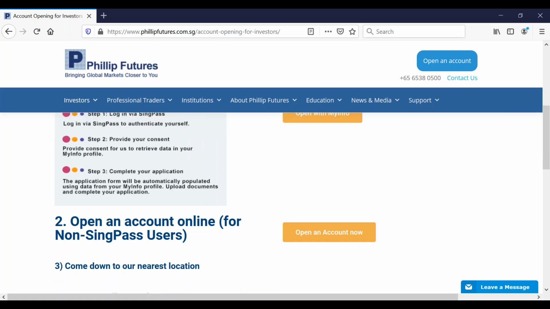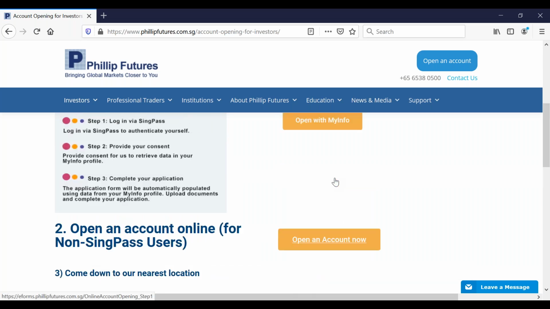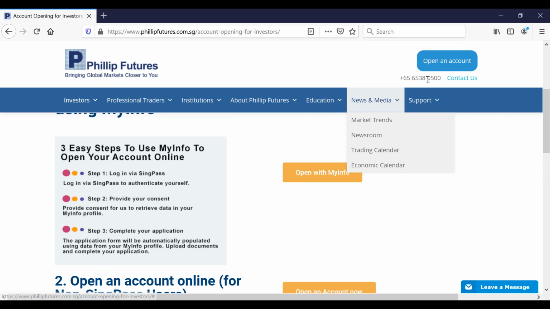For the overseas investors, if you want to open an account with us, or if you don't remember your SingPass, you need to do a short video recording of yourself for verification purposes, and then you can do the account here. Just click on this, follow the steps. It should be rather straightforward. If you run into any problems, you can call our help desk, or you can contact me also.